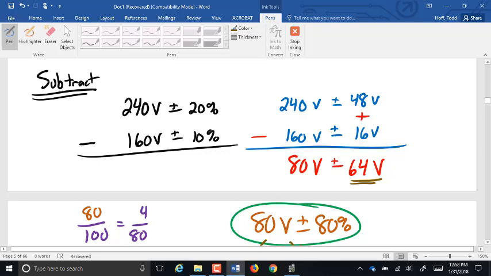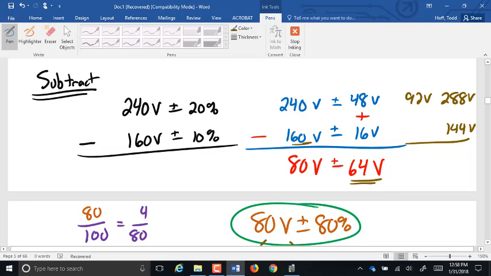Up here, we've got 240 minus 48 would be 192. 240 plus 48 would be 288. Down here, the largest value would be if we subtracted the smaller value of this from the bigger one. 160 minus 16 is 144. We're going to subtract that from the larger one.